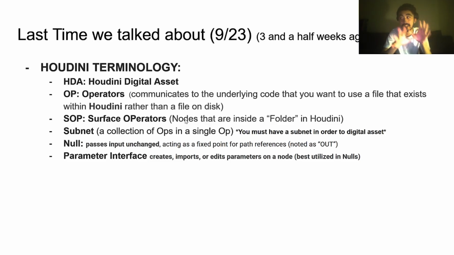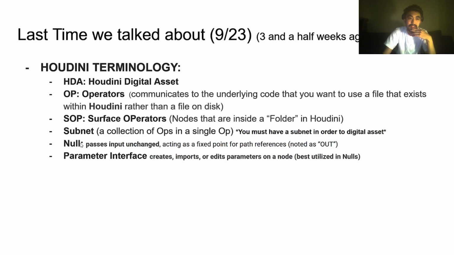So OPs, in an analogy, are the stars in space. And then SOP, surface operators, is the space that holds the stars and even the planets in some capacity. And then the subnet would be something categorized as the galaxy or the universe, which holds all those operators and the surface operators as well. And then that leads back up to a digital asset, which becomes the identity of whatever it is. Maybe that was a bad analogy, I'm sorry.